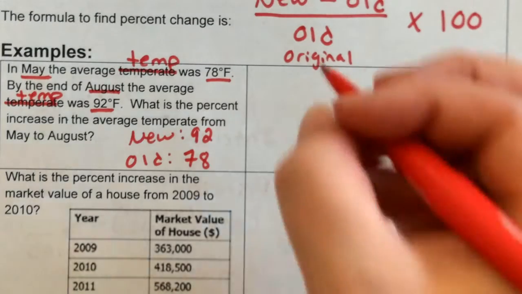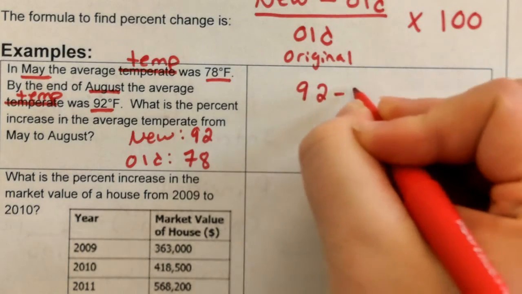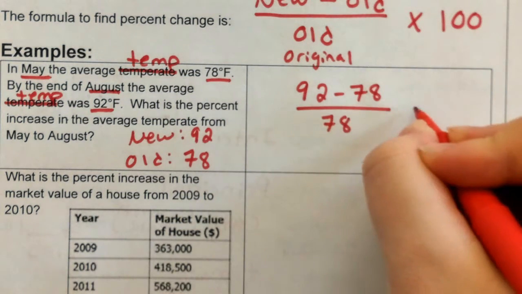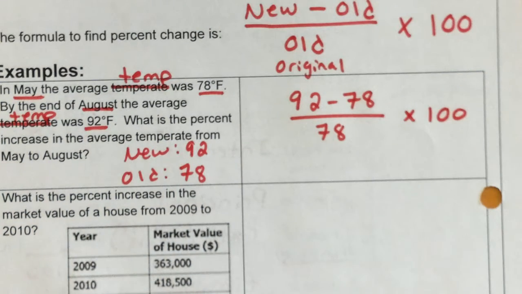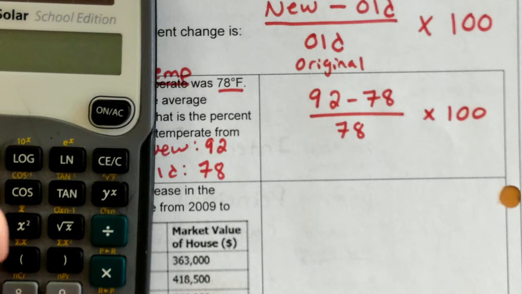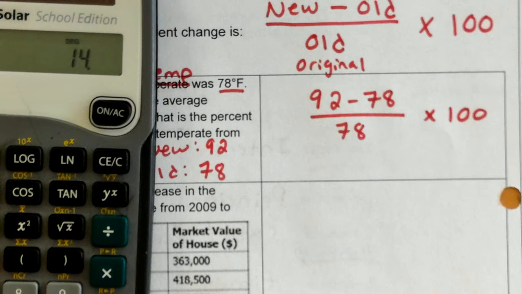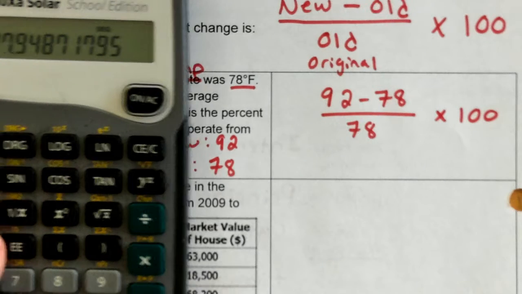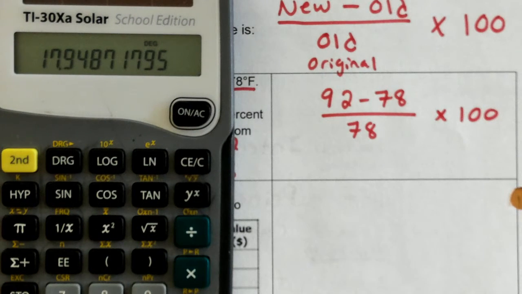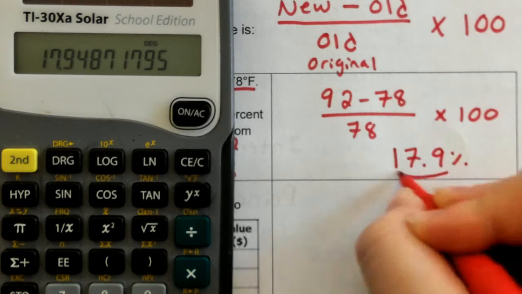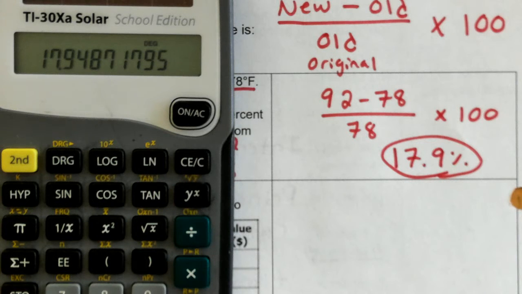So when we go to plug these into the formula, 92 minus 78 divided by 78 times 100. So here in my calculator, 92 minus 78 equals, well, that's 14. Divided by 78 equals, times 100 equals. I get 17.948, blah, blah, blah. So we're just going to round that off. I'm going to say 17.9%. Or I could have said 18%. Either one would have worked.